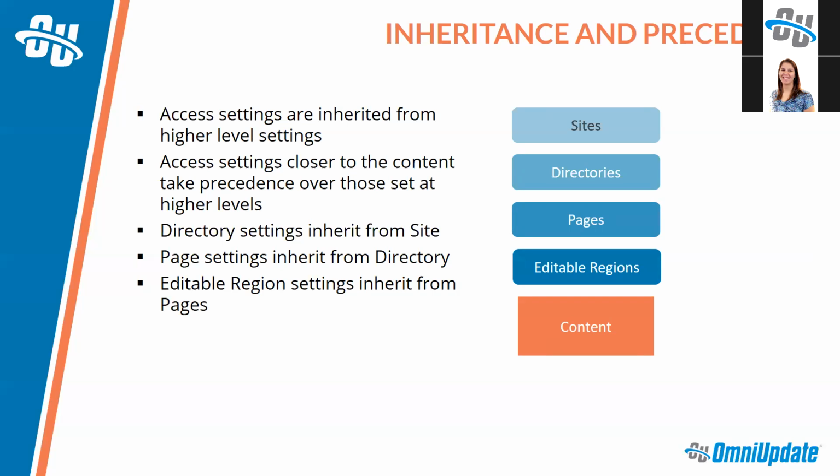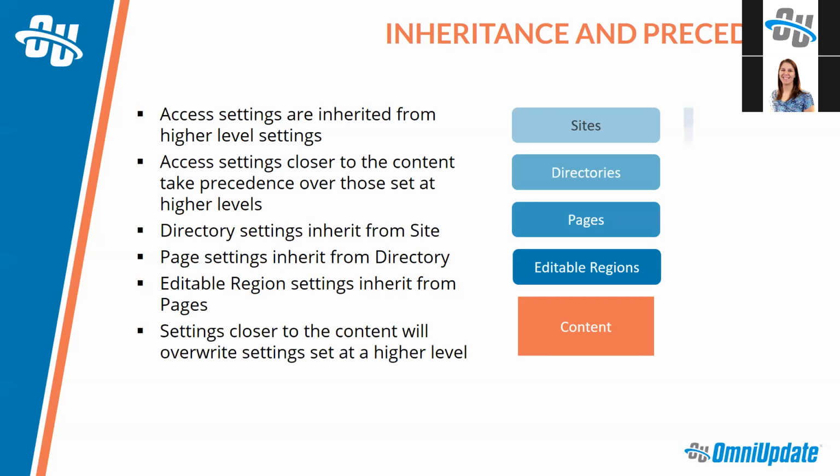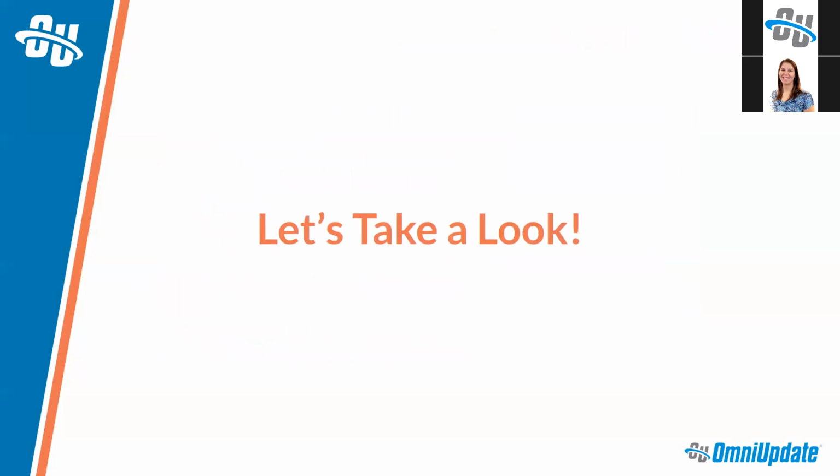But should I make a change, say on the pages level, and say that there's one particular page, only the marketing group has access to it. Because that level is closer to the content, that particular setting will take precedence. So that page and all the editable regions inside of it are only going to be accessible by the marketing group. So any settings that you create that are closer to the content will override settings at a higher level. Those are the ones that take precedence. So let's jump inside OU Campus right now and we'll start looking at how these different access settings can be set.